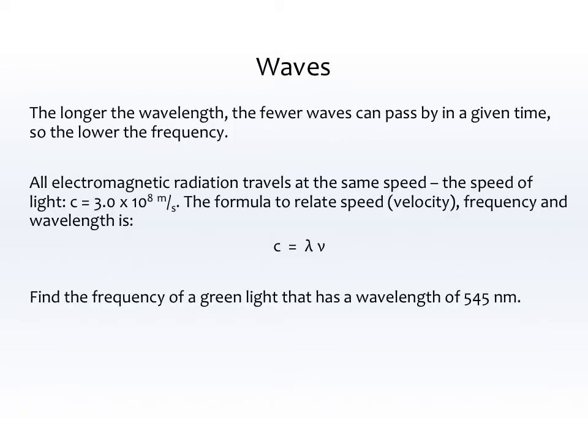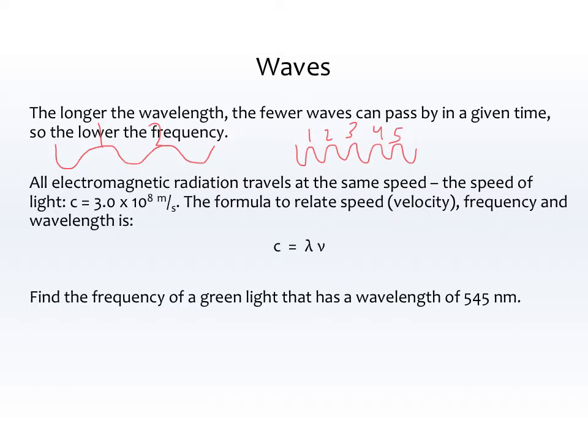So hopefully you can see the longer the wavelength, the fewer waves can pass by in a given time, so the lower the frequency. So if I have a really wide wave, then I can only have maybe 1, 2 total waves in a particular time. Whereas if I have a really short wave in the same distance, I can have 1, 2, 3, 4, 5. So wavelength and frequency are inversely proportional.